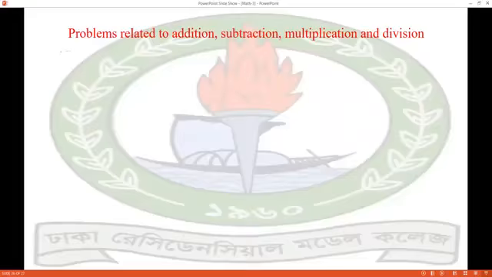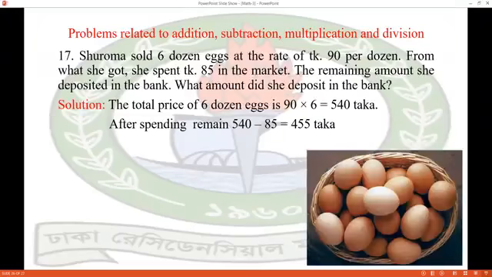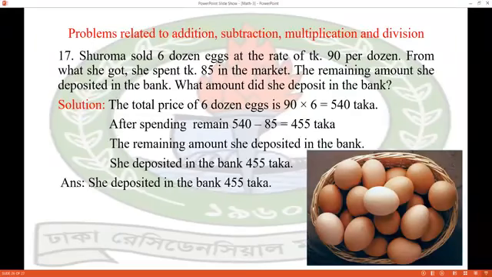The next problem is number 17. This is the 17. Shuruma sold 6 dozen eggs at the rate of Taka 90 per dozen. From what she got, she spent Taka 85 in the market. The remaining amount she deposited in the bank. What amount did she deposit in the bank?